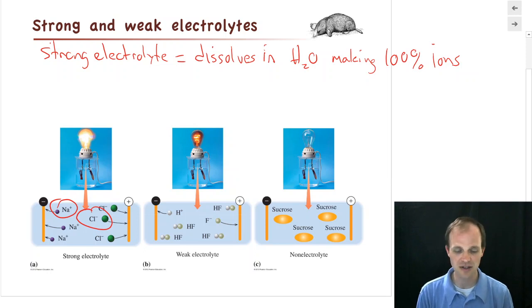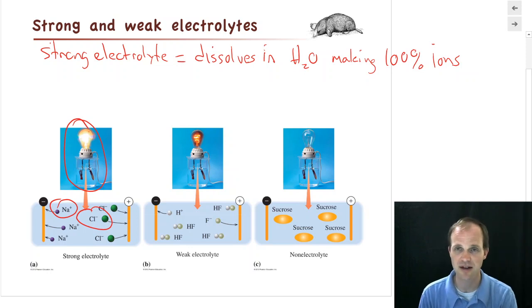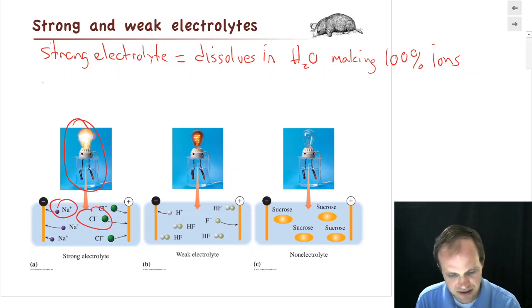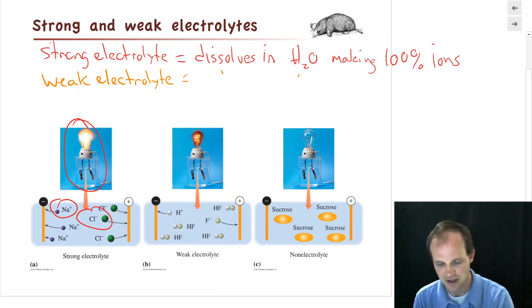If we were doing a normal lab, we would have done a demo, and we would have actually seen this apparatus that you can stick a light bulb with some exposed wires into a solution of sodium chloride, and it lights up really, really well. On the other hand, there's also things called weak electrolytes. And you can guess it's probably the opposite of a strong electrolyte. So these ones also dissolve in water, but they only make a few ions.